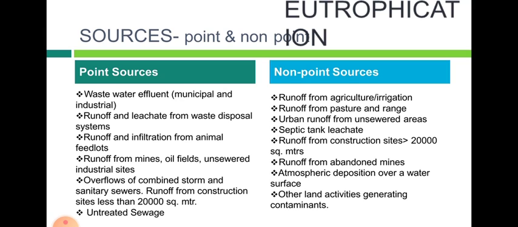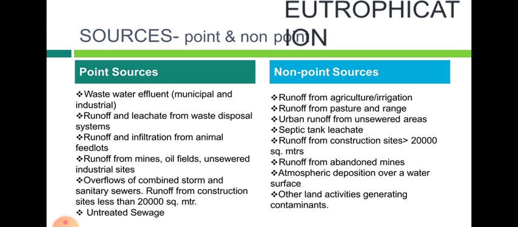So here is the detail given of point sources and non-point sources. First we'll talk about the point sources. Wastewater effluent, that is municipal and industrial, runoff and leachate from waste disposal systems, runoff and infiltration from animal feedlots, runoff from mines, oil fields, unsewered industrial sites, overflows of combined storm and sanitary sewers, runoff from construction sites less than 20,000 square meter, untreated sewage. So now we'll discuss the non-point sources.